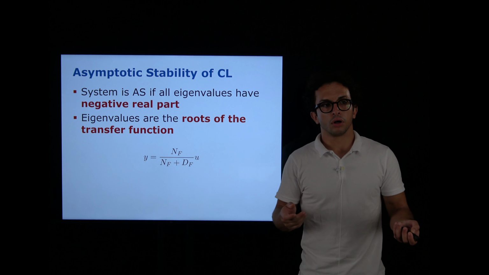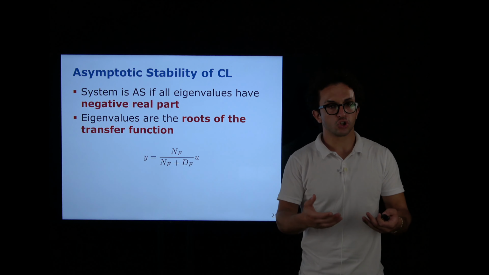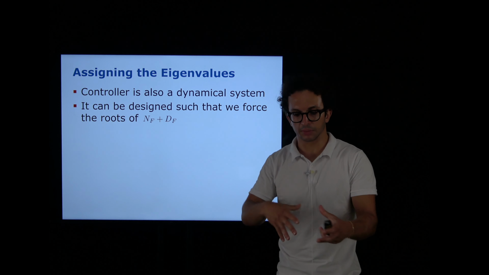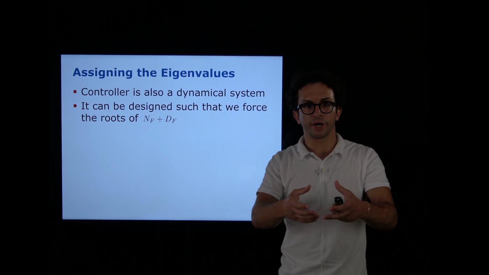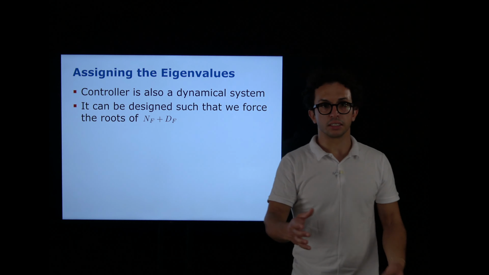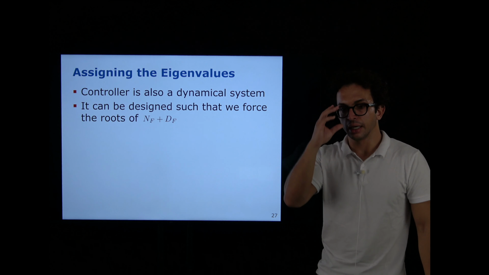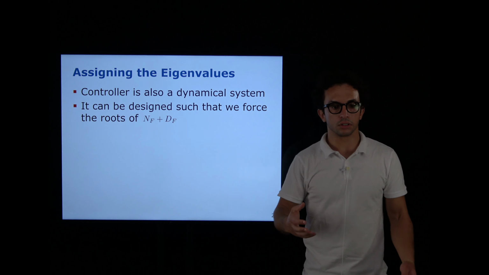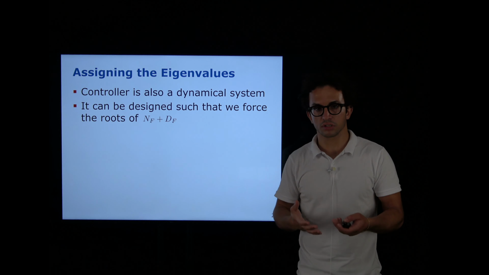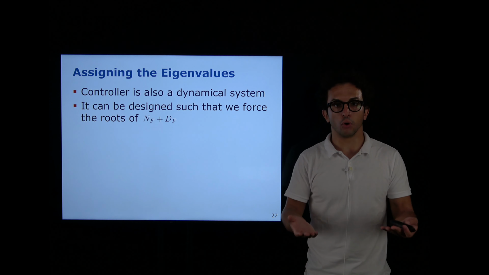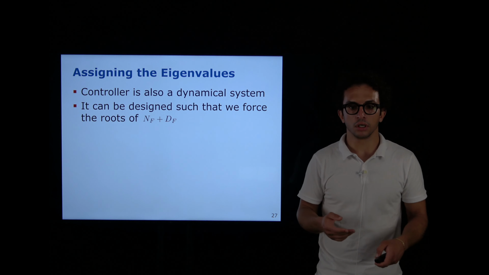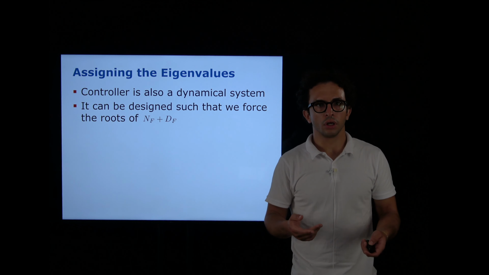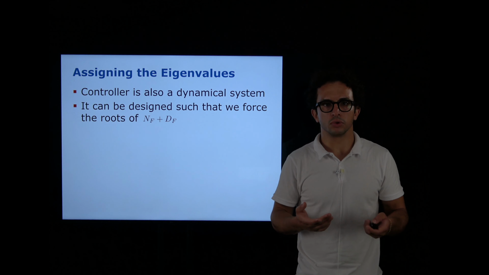So we have a controller. We put a controller. The controller, we said, is a dynamical system that we are designing in some way to control the system that we're dealing with. And we wanted to design it such that the denominator of our transfer function has only negative poles, only negative roots. How do we do that? How much freedom do we have?